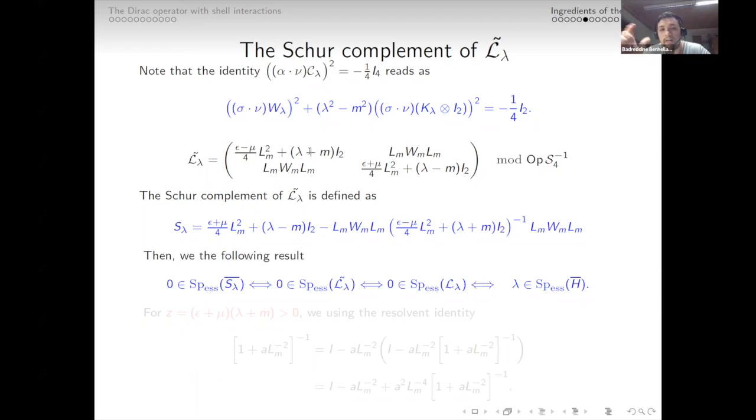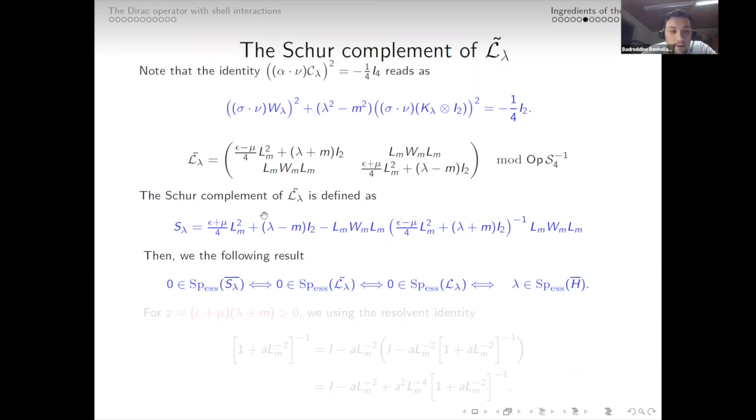And now notice that because lambda is in the gap, this is always positive. And because of this criticality, epsilon squared minus mu squared is equal to 4. So epsilon minus mu and epsilon plus mu have the same sign. So in the following, I will assume that epsilon minus mu is positive, just to simplify things. So in this situation, this corner will be invertible from L2 to H1. Otherwise we can invert this other corner. So we assume that this is the invertible operator.